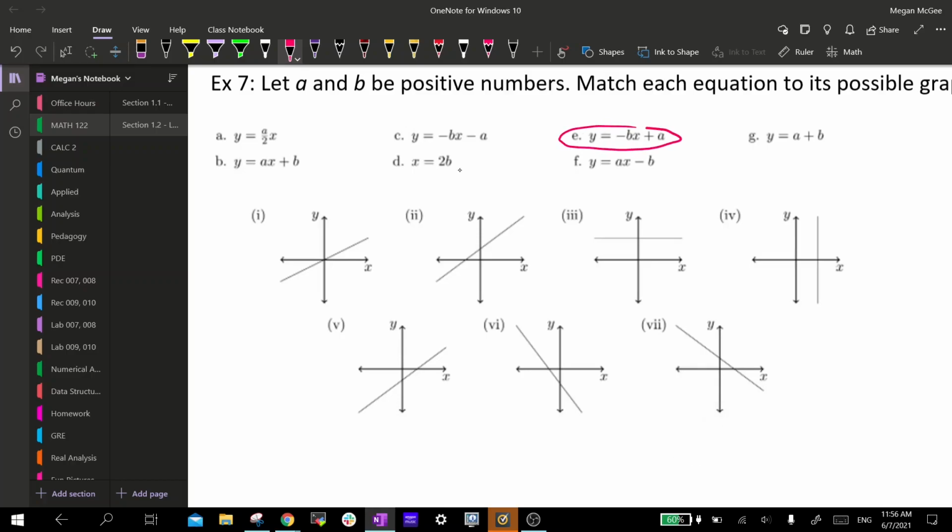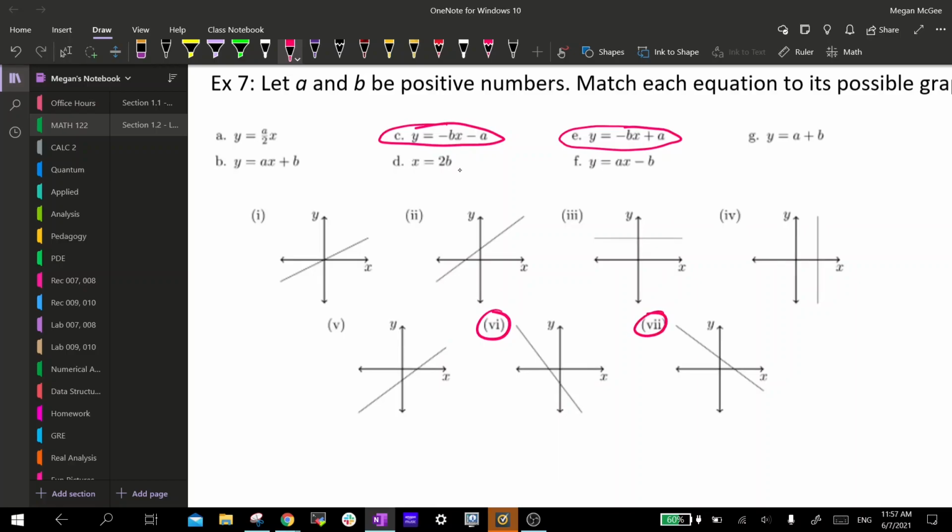This is a negative slope. And this is a negative slope. And those are the only two negative slopes in our options here. Okay, so we've narrowed it down. Somehow we have to match these.